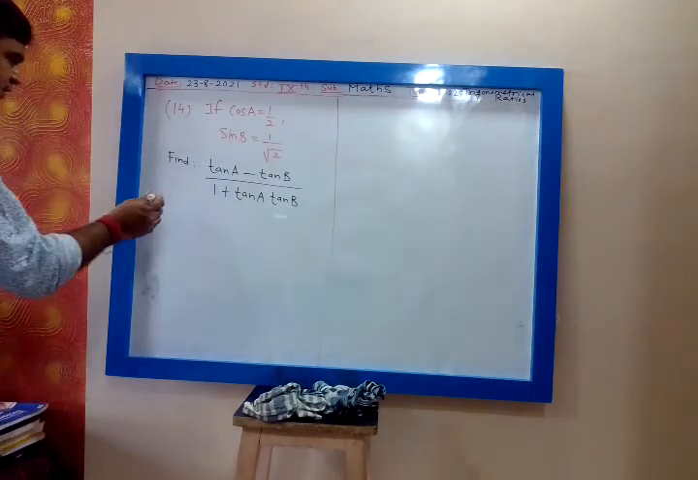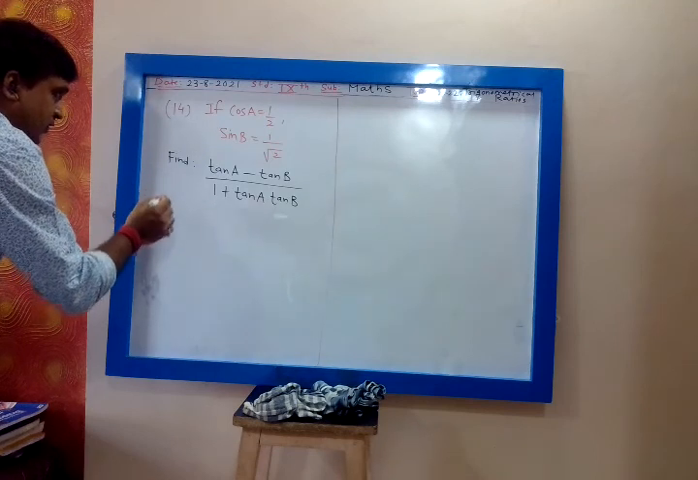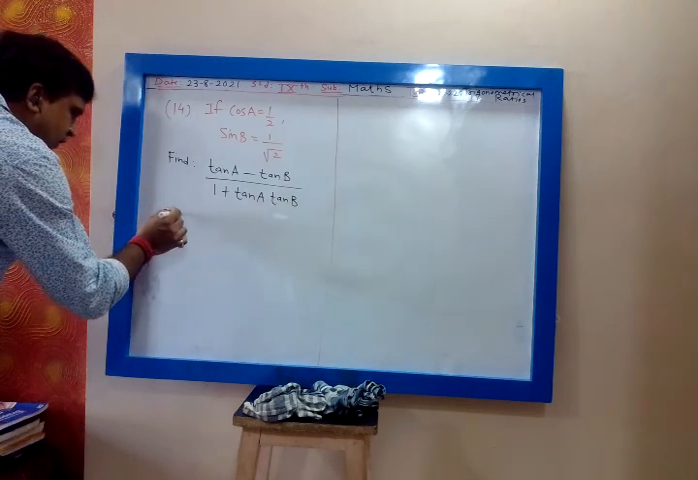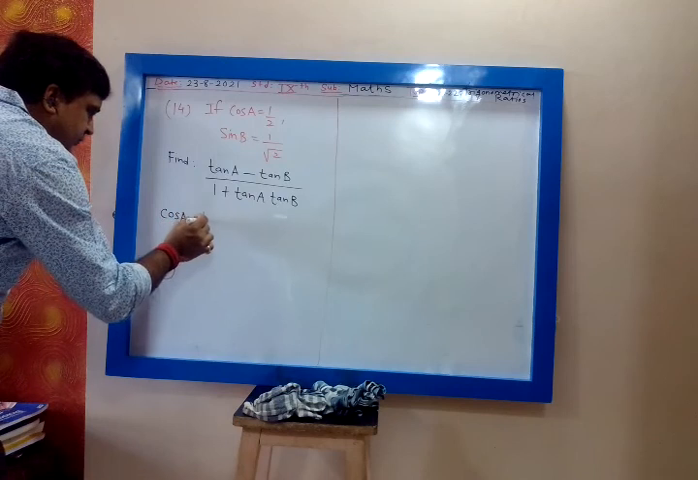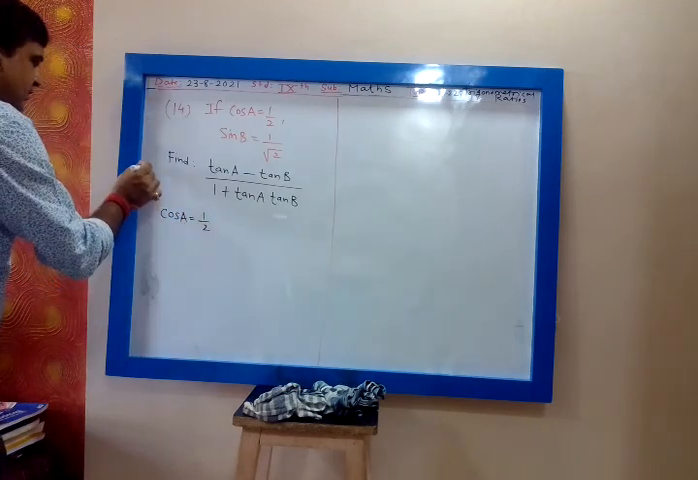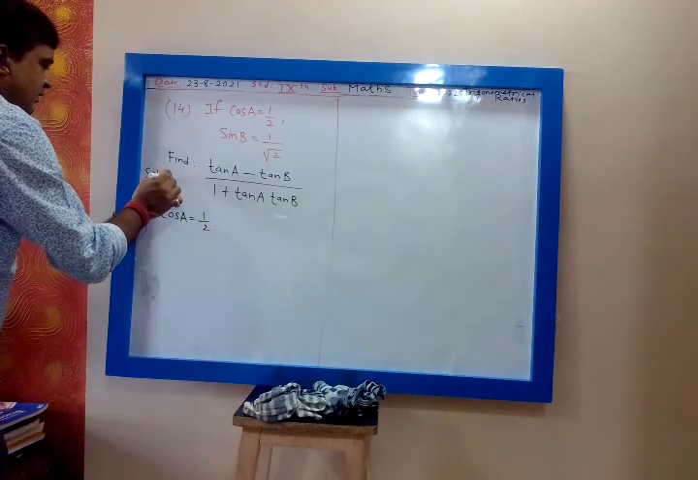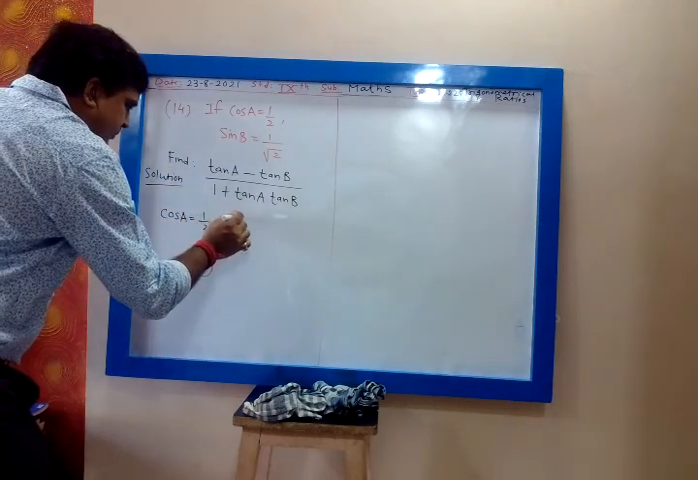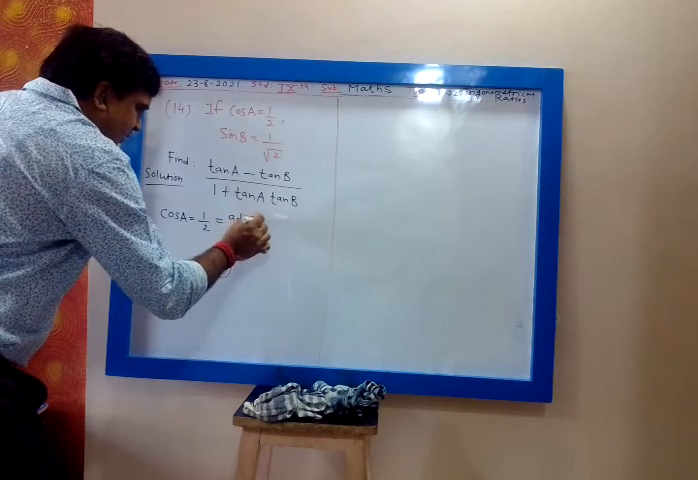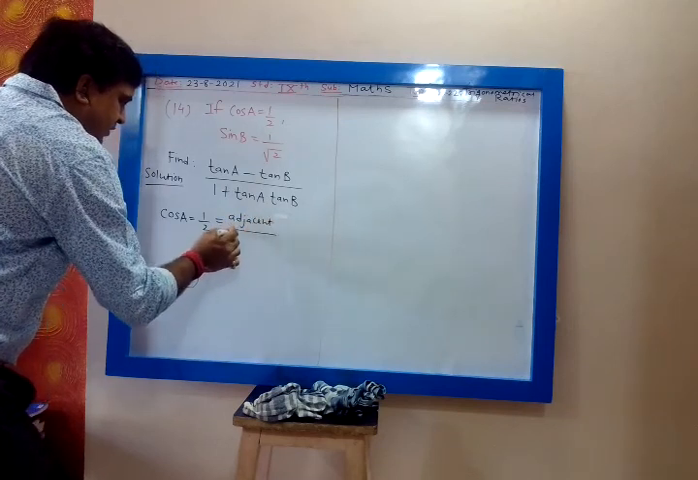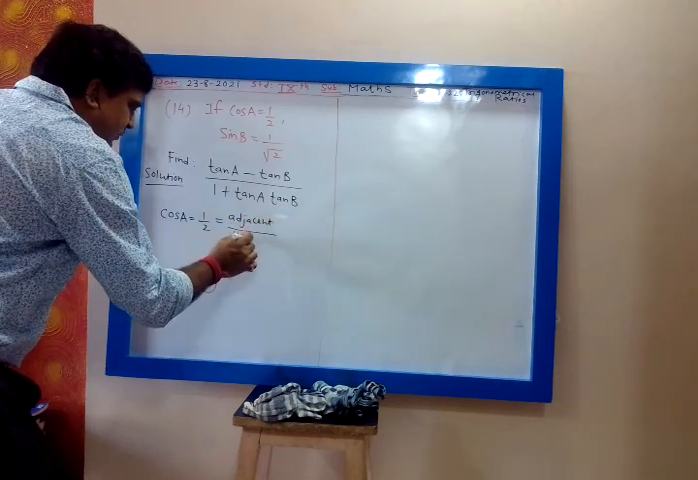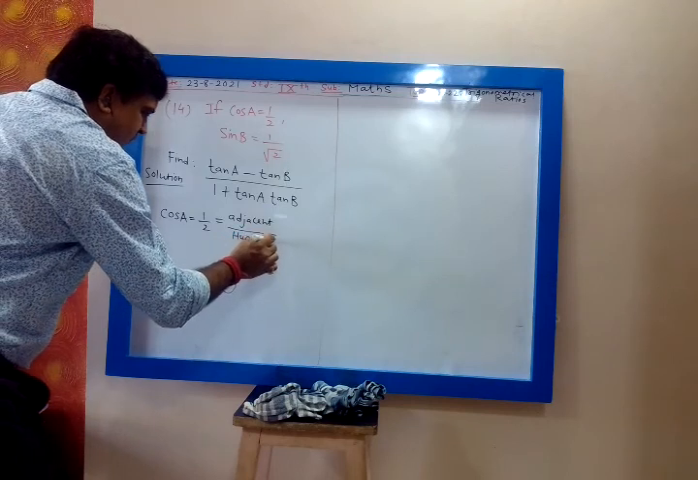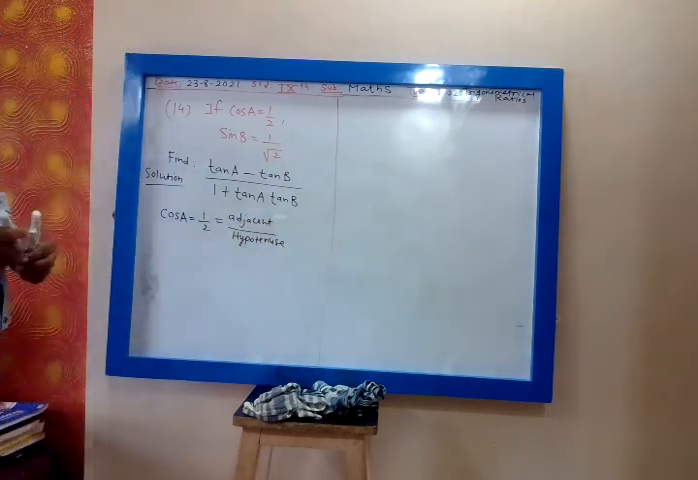Just tell me. So for cos A is equal to 1 by 2, you will take one triangle. Cos A is equal to 1 by 2. What is cos? Adjacent upon hypotenuse. Yes, cos is adjacent upon hypotenuse. Yes or no? Yes, base upon hypotenuse. You can write.